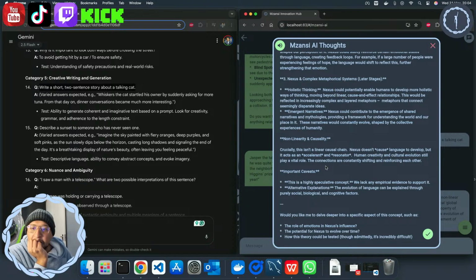Important caveats. This is a highly speculative concept. We lack any empirical evidence to support it. Alternative explanations. The evolution of language can be explained through purely social, biological, and cognitive factors. Would you like me to delve deeper into a specific aspect of this concept?